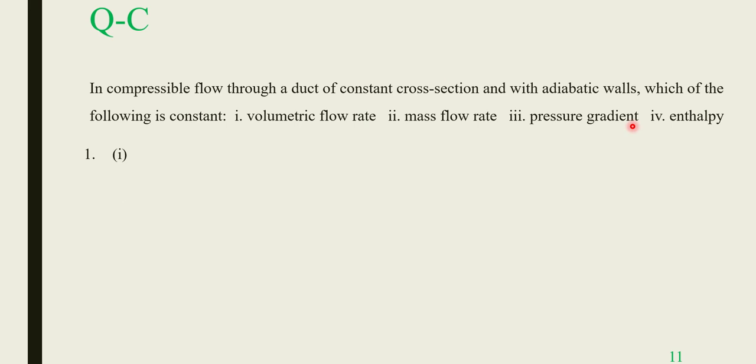So we will see the options first. Option 1 is volumetric flow rate. Option 2 is mass flow rate. Option 3 is pressure gradient and volumetric flow rate. Option 4 is mass flow rate and enthalpy. Since this is the only statement that is true, mass flow rate is the only constant. Mass flow rate is present in option 2 and option 4, but in option 4, along with mass flow rate, enthalpy is also present. So the answer to this problem is mass flow rate.